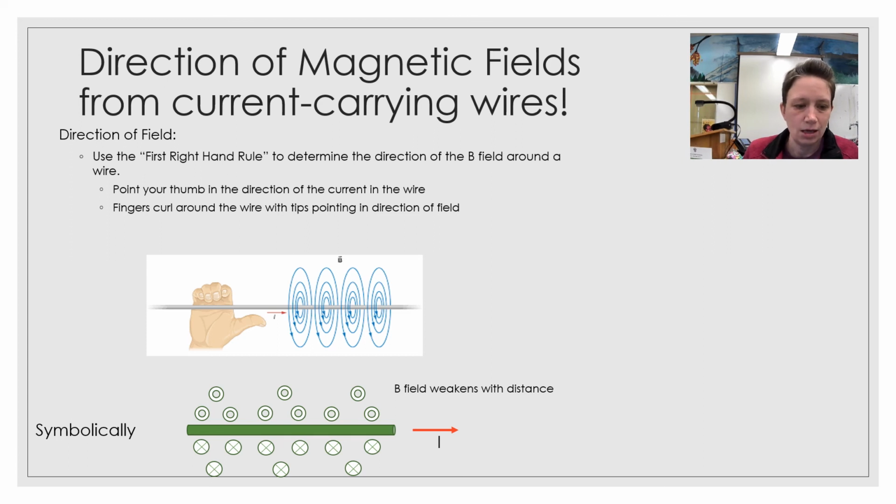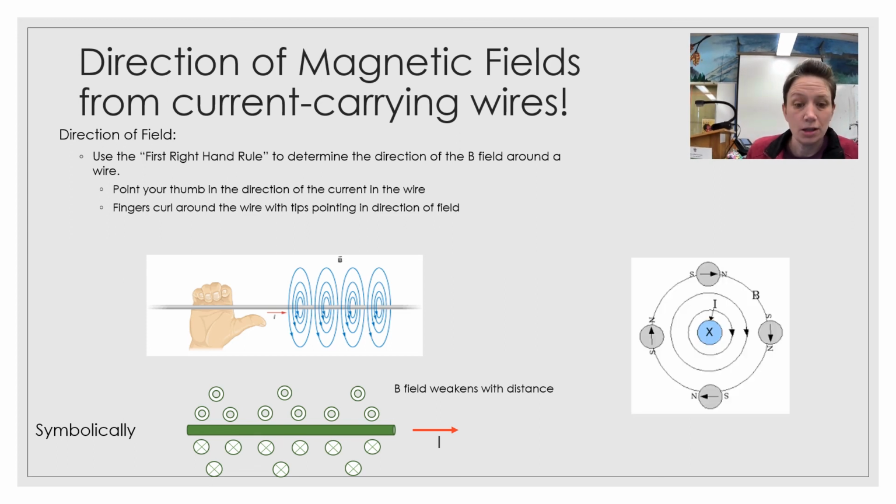A note that the magnetic field weakens with distance. Remember, it's that inverse relationship, so I've drawn more of those arrows close to the wire to show that that's stronger, and fewer of those arrows as we move out. It would technically extend into infinity, but I only drew a small portion of that diagram. Here's another example for you.